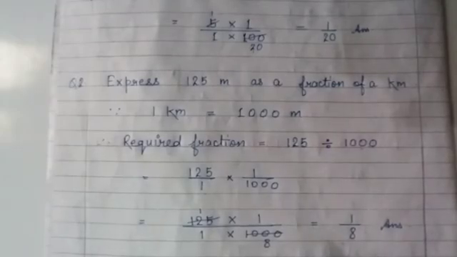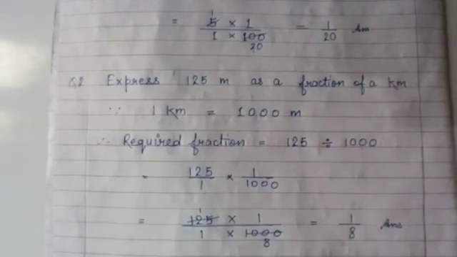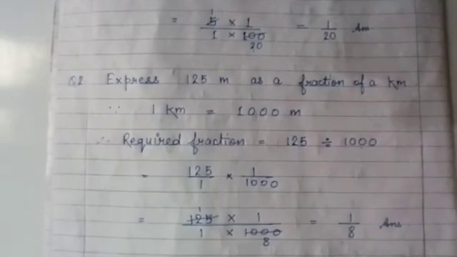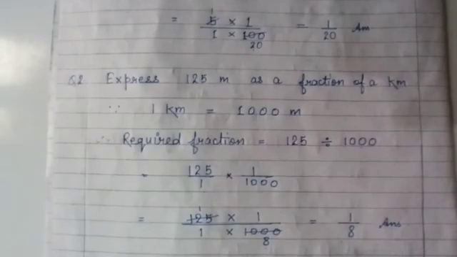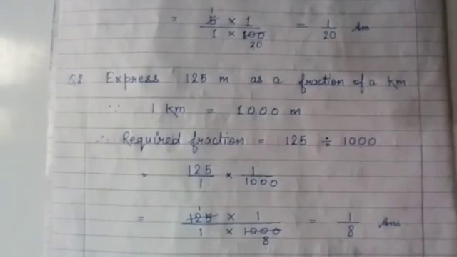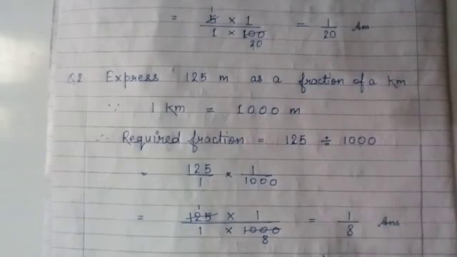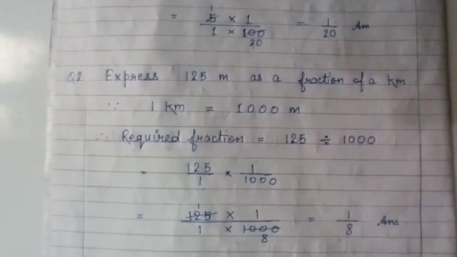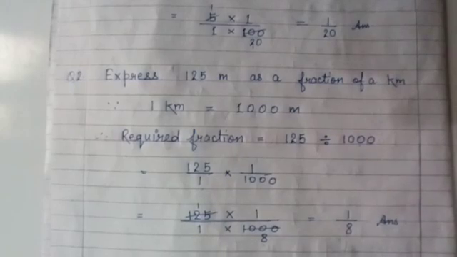In this way, you have to solve. You have to remember that the second fraction is the divisor and you have to find out the reciprocal of the second fraction. This is the most important point. The reciprocal of the second fraction. Okay, and after that you have to find out the multiplication of the dividend and the reciprocal of the divisor.